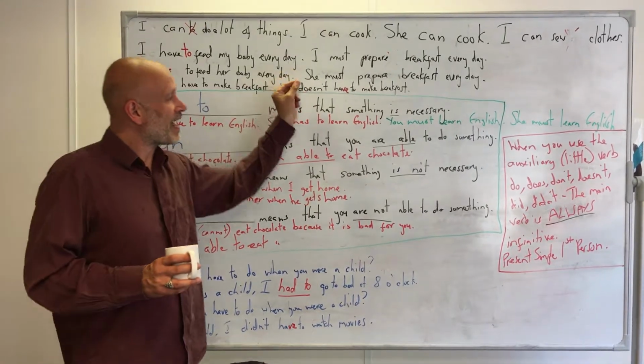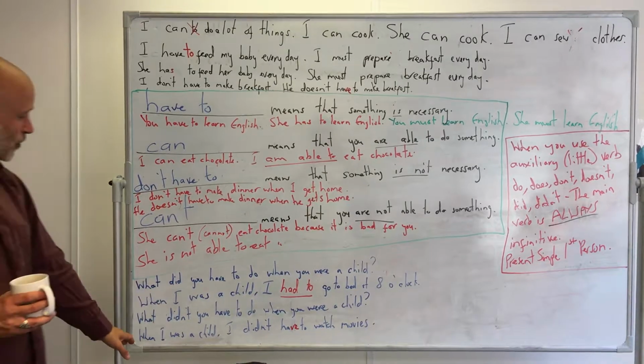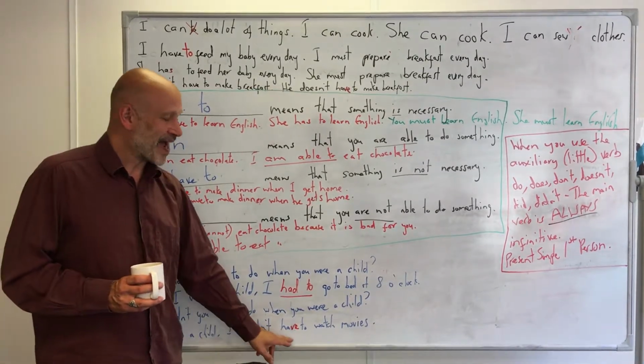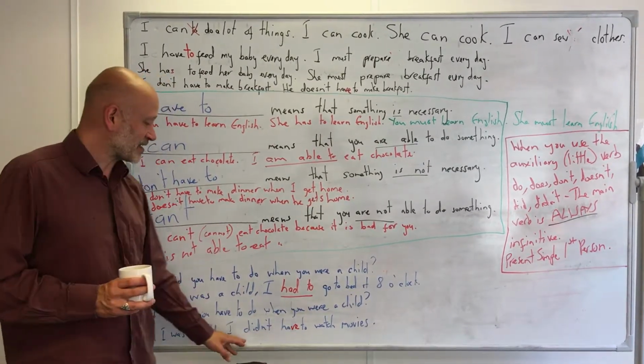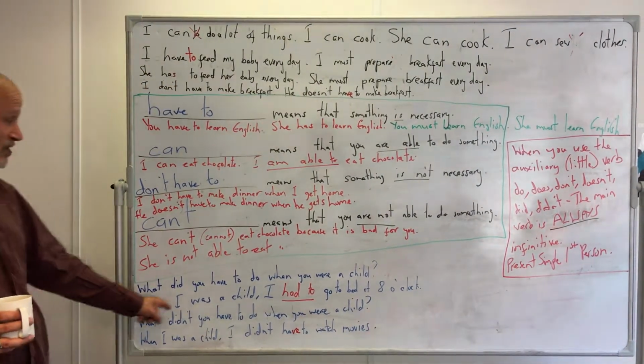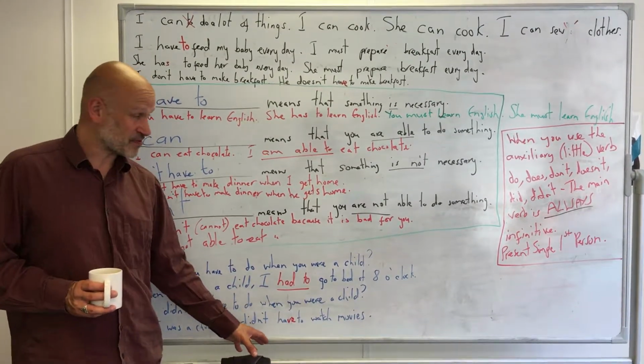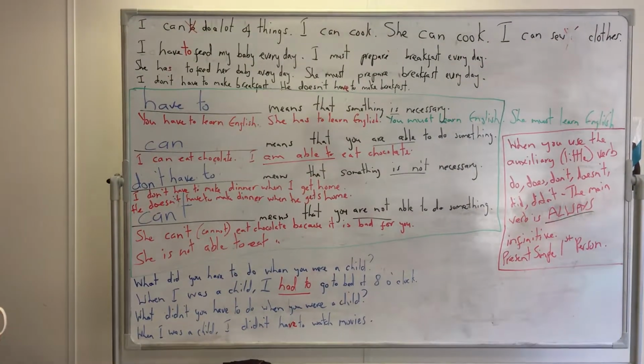He doesn't have to make breakfast. We made the same mistake down here. When I was a child, I didn't had to. No. I didn't have to. Okay? And of course, when you use it in the positive, that's when you say, I had to, because there's no auxiliary verb do. I think that's about it.